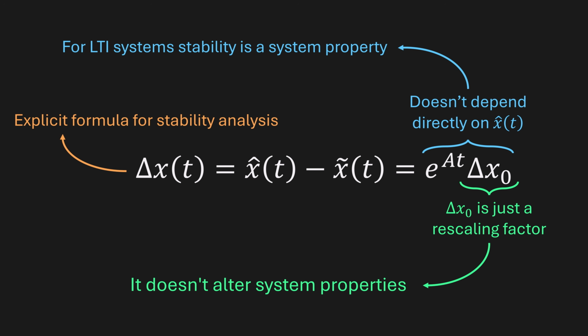We can say that for this class of systems, stability is a system property. Also, delta x of 0 takes the role of just a rescaling factor and does not alter the temporal evolution of delta x of t, and it doesn't alter system properties. Looking at delta x of t's evolution over time, we can say, if it stays limited we have a stable movement, if it does not stay limited we have an unstable movement, and if it stays limited and the limit of t towards positive infinity of delta x of t equals 0, then we have an asymptotically stable movement.